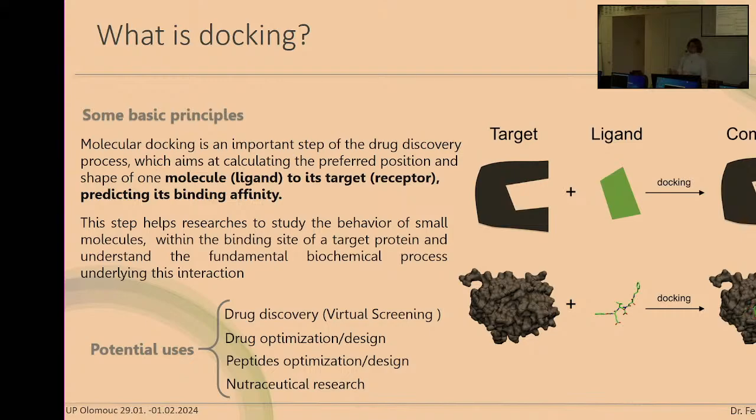We can use molecular docking in drug discovery, for instance, during the virtual screening process, as we have seen before. During drug design, in drug discovery we usually use a huge database of molecules, but when we undertake an optimization of the molecule, we can use few molecules, maybe one ligand, to optimize it. And then the same approach can be used also for peptide optimization.